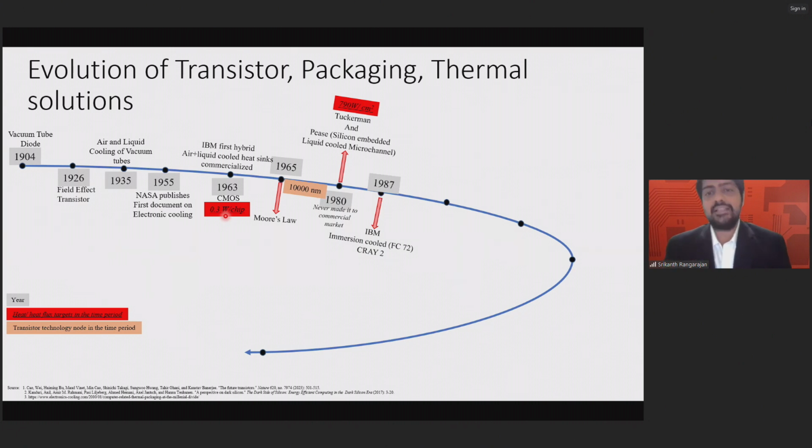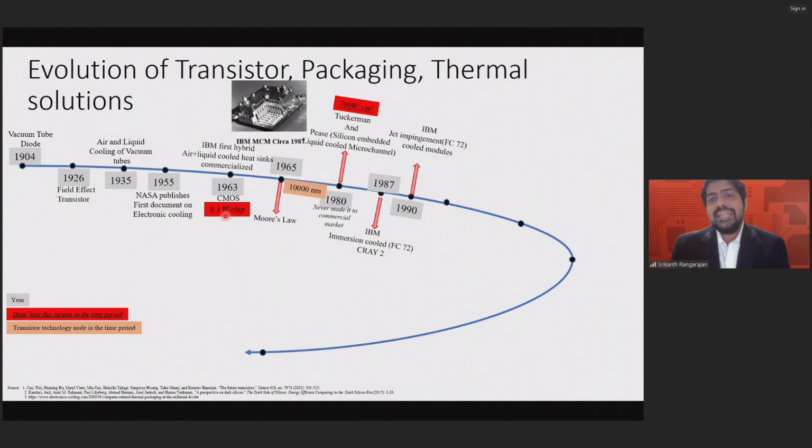In 1987, we had the first IBM immersion cooled Cray 2, which used FC72. We also had IBM's multi-chip module in 1987. And in 1990, we had IBM's first jet impingement cooled modules, and also 500 nanometer technology around this period. In 1993, many semiconductor manufacturers and companies first announced that the thermal interface material was identified as a thermal bottleneck, which means that when most of the cooling solutions have saturated, the thermal interface material was identified as a thermal bottleneck.